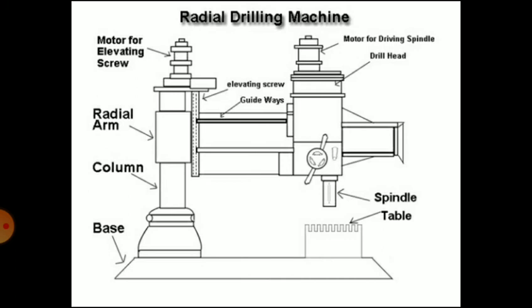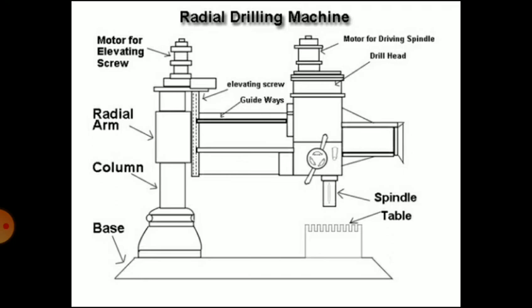Then next is the spindle drive and feed mechanism. The motor is mounted at the extreme end of the arm. The motor drives a horizontal spindle which runs along the length of the arm, and motion is transmitted to the drill head through bevel gears. By gearing arrangement within the drill head, the speed of the spindle may be varied.